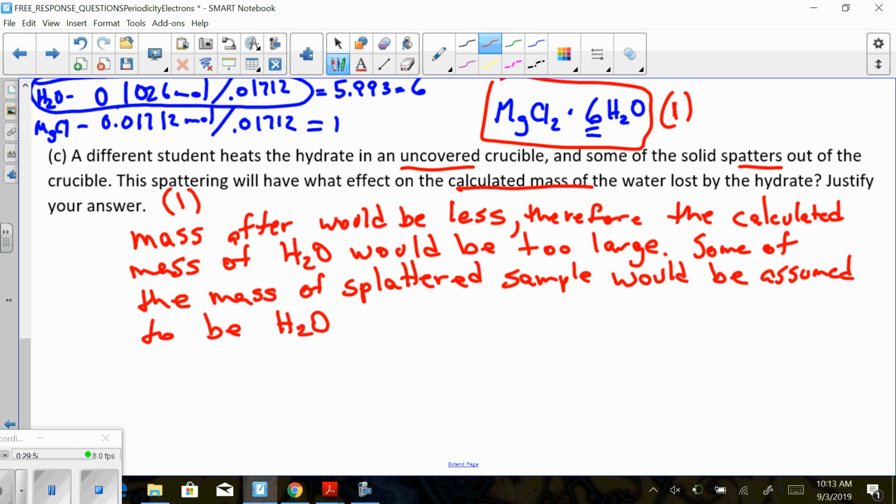Some of the mass of the splattered sample would be assumed to be water, but it actually had some magnesium chloride as well, so it included the magnesium chloride as well. So here's our answer. The calculated mass would be too large.